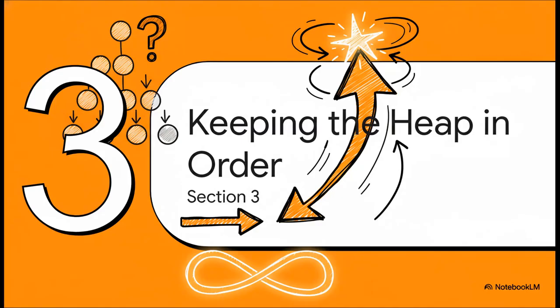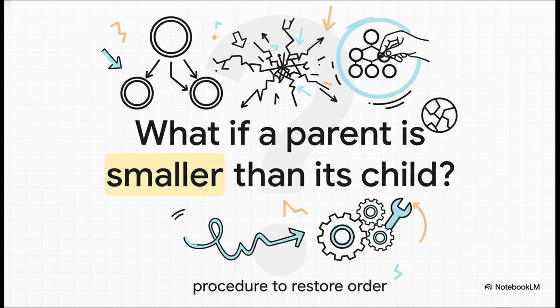So we've got this perfectly ordered structure. But what happens when we add a new element or something changes? How does the heap fix itself to make sure it's still following those golden rules? This is the key question, right? If we break that order property, if a parent is suddenly smaller than one of its kids, the whole system falls apart.